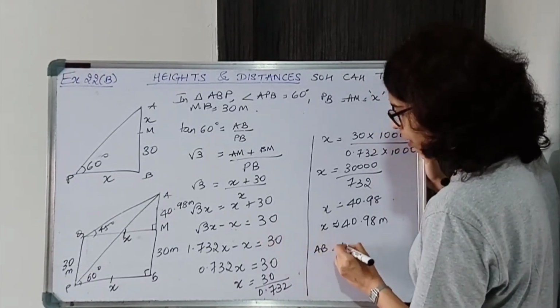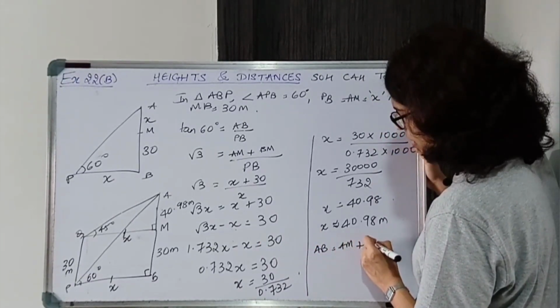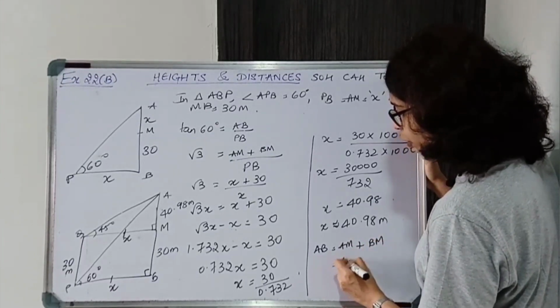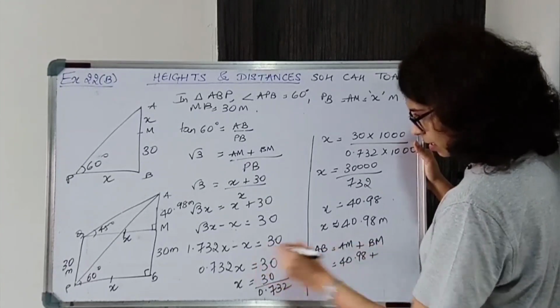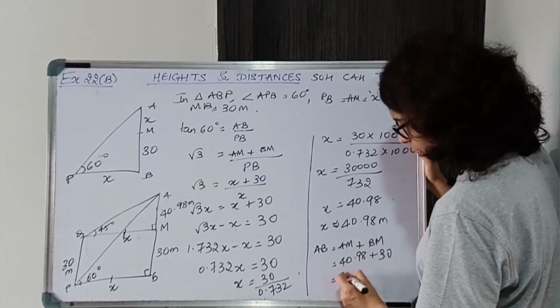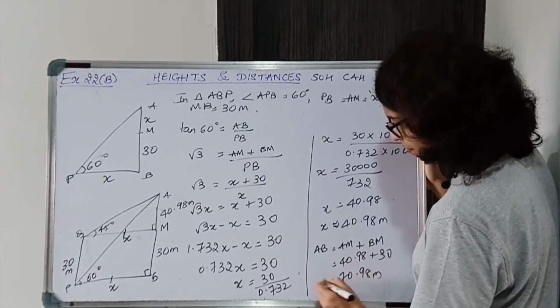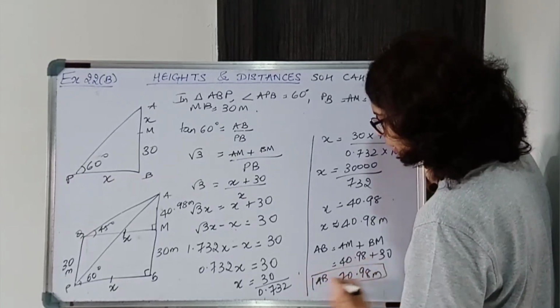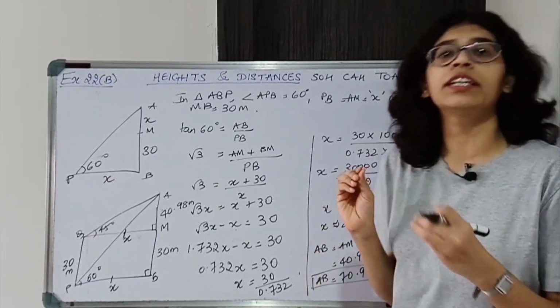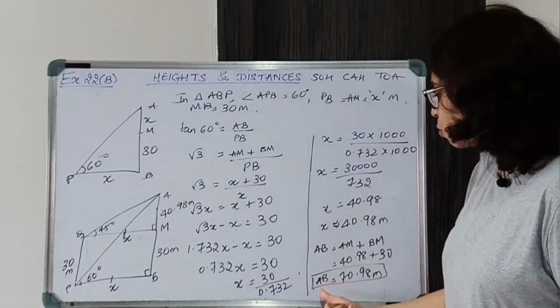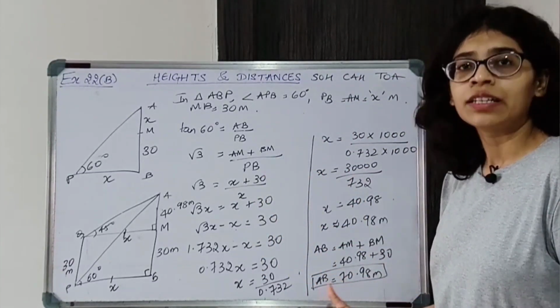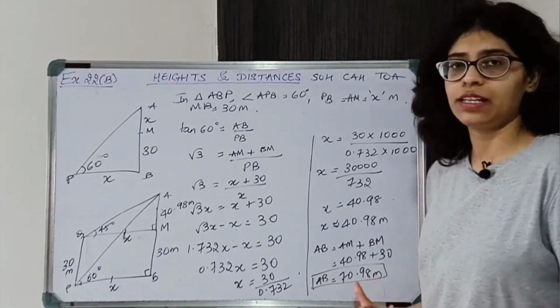Now we need to find the height of the tower, that is AB. AB is equal to AM plus BM. AM is 40.98, BM is 30, so it becomes 70.98 meters. Okay, so we found the height of the tower. Box the answer, write down the correct unit. Don't forget to put the correct unit, meters. So write down the statement. The height of the tower is 70.98 meters.